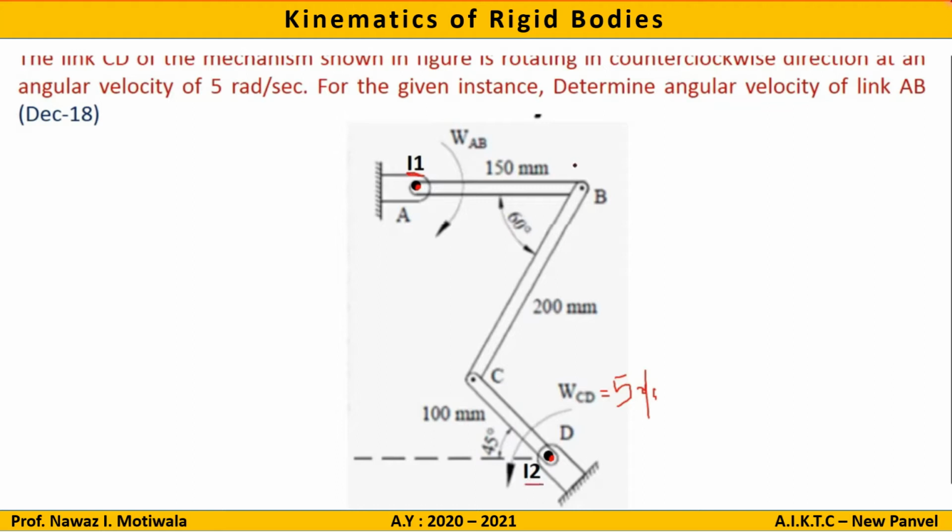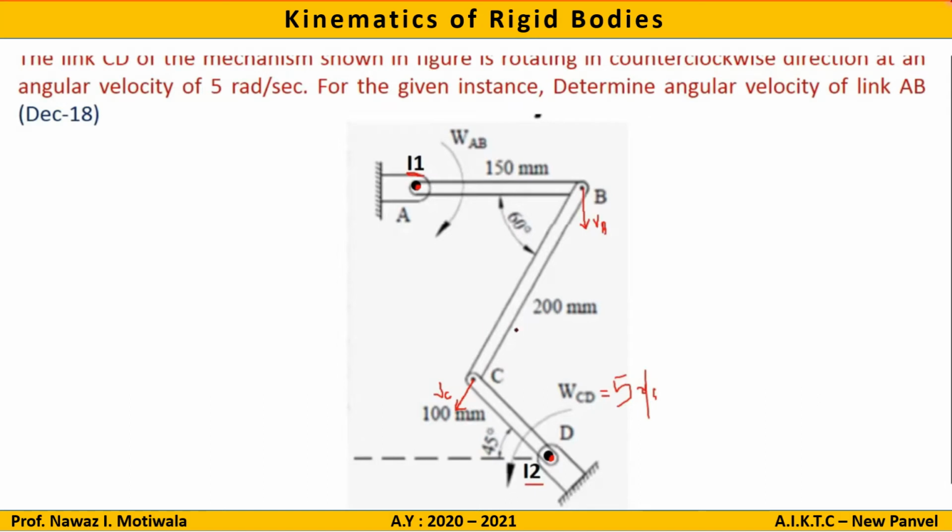Now what remains is the ICR for link BC, because we can't directly find the point with zero velocity. So I will have to find the ICR. What is the logic? Draw perpendiculars to the velocities. First, I need to determine the direction of velocities at C and D. When this link rotates in counterclockwise direction, this point C will move in this direction. So this is the velocity of C. And as C moves downward, B also moves downward; point B will shift towards this side.